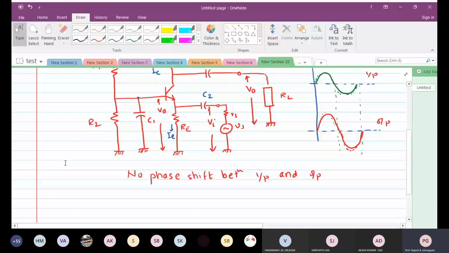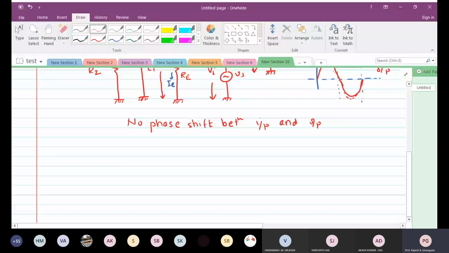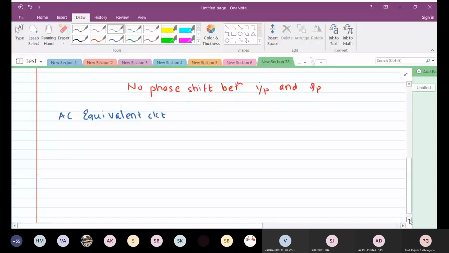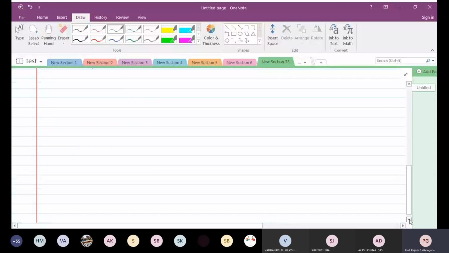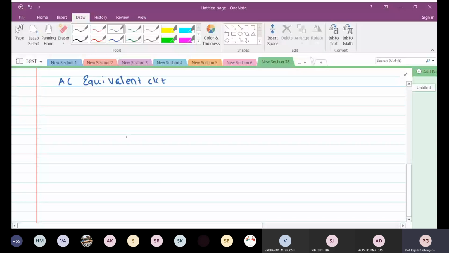Okay, now let us see the AC equivalent circuit. So just like the previous circuits, we are going to have an AC equivalent circuit. So we start like this.